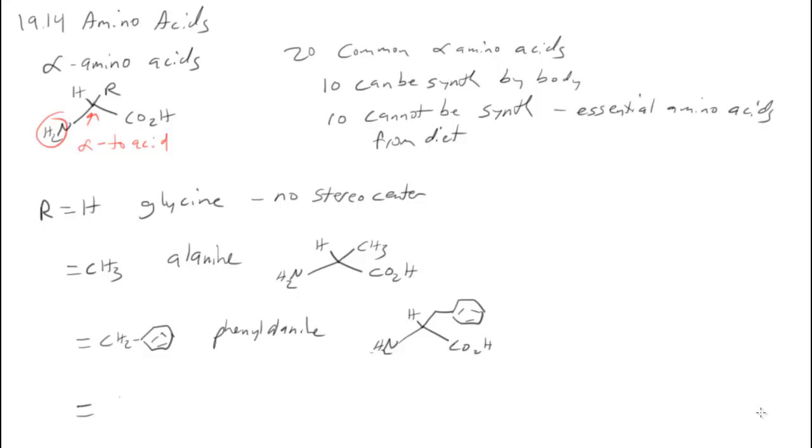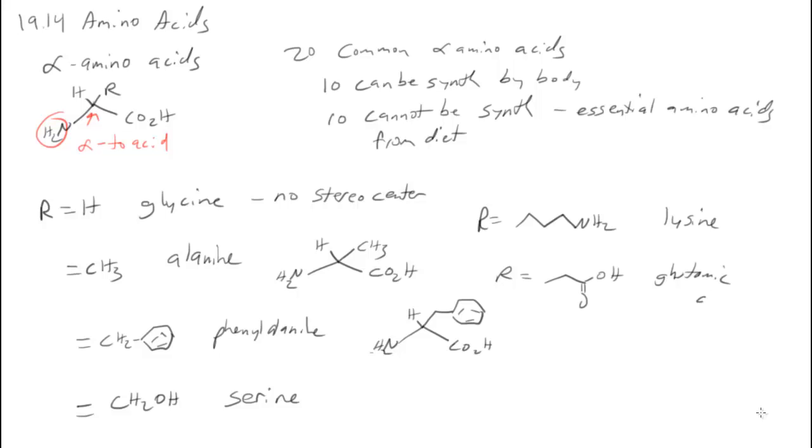We could have alcohols on there. So I could just have CH2OH. That would be serine. I can have amines on there. So if I have 4 carbons in an amino group, that's lysine. I can have carboxylic acids on there, like glutamic acid. So there are a lot of different types of groups that can be the R group.